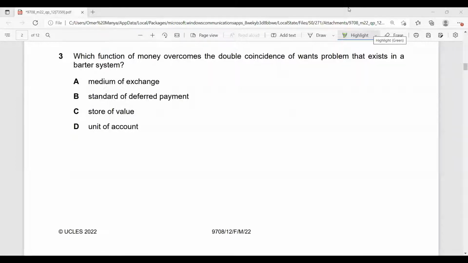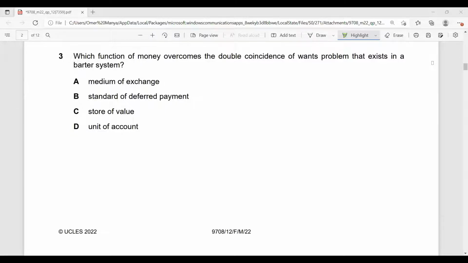Question 3, which function of money overcomes the double coincidence of wants problem that exists in a barter economy? Let me describe the double coincidence of wants. In the barter economy, every time an economic transaction took place, one of the biggest issues or hurdles was that if you wanted a good or service, you had to go around and try to find someone who wanted something that you had to offer.